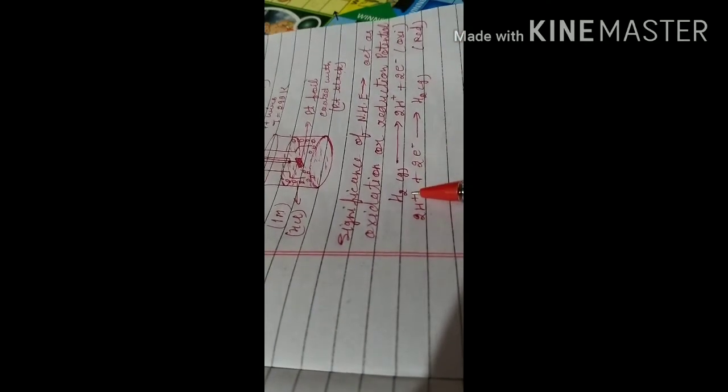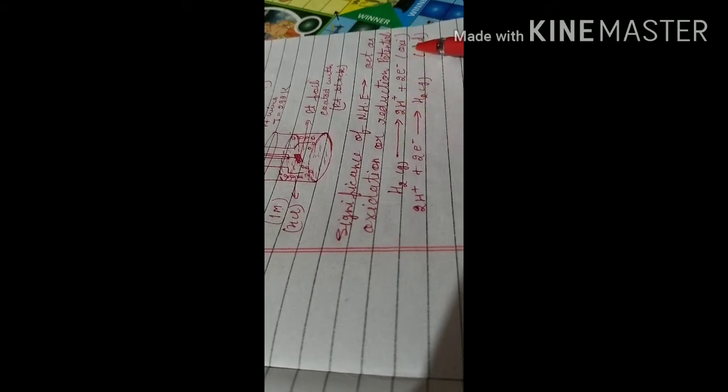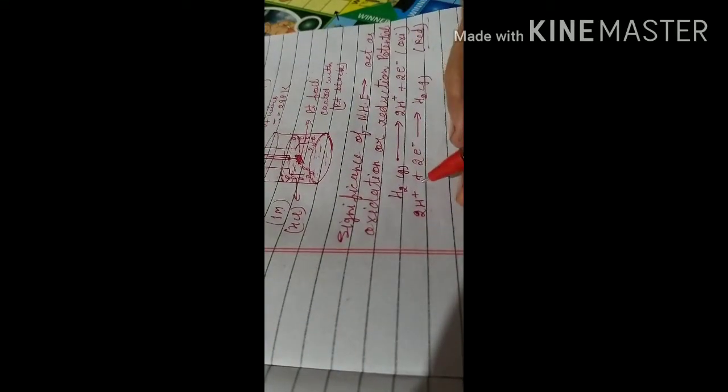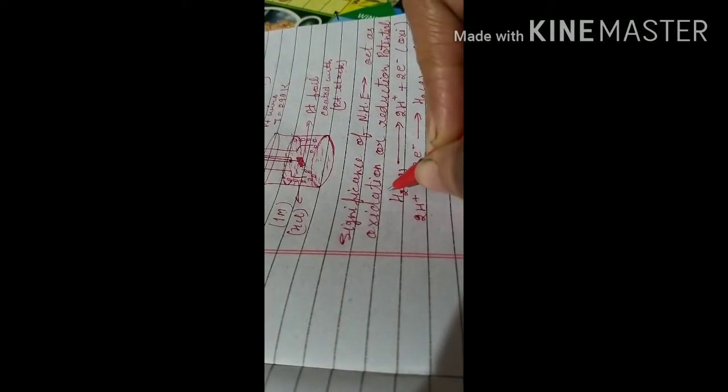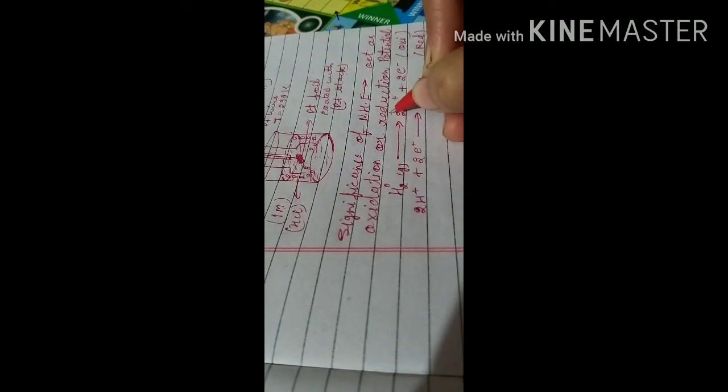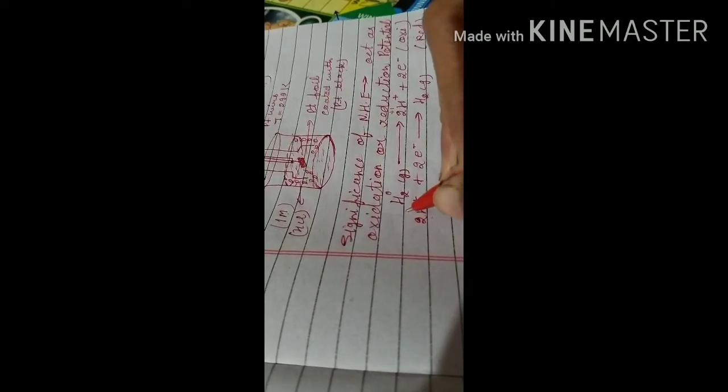Like we have taken hydrogen. When hydrogen releases two electrons, it acquires a positive charge and acts as oxidation. The oxidation state of hydrogen goes from 0 to +1. This is the condition for oxidation. When it accepts two electrons, the oxidation state of hydrogen goes from +1 to 0. This is the condition of reduction.